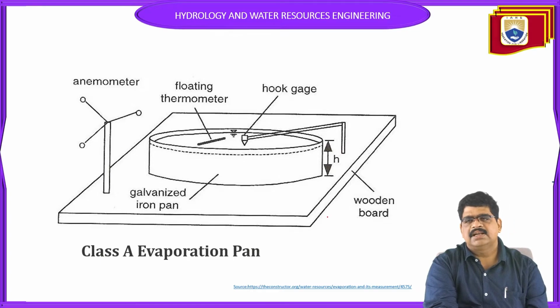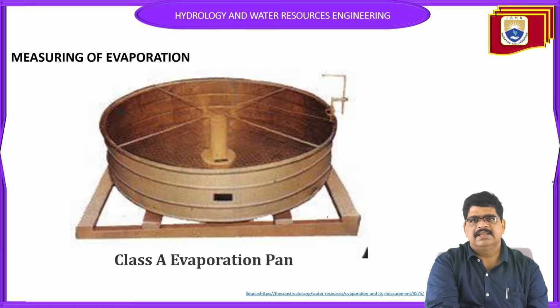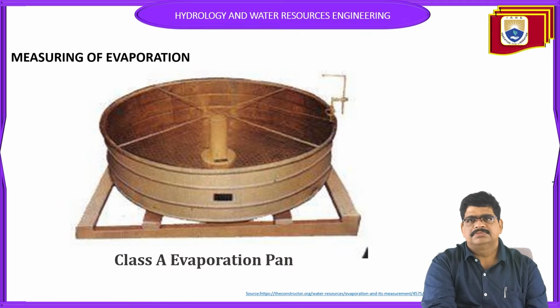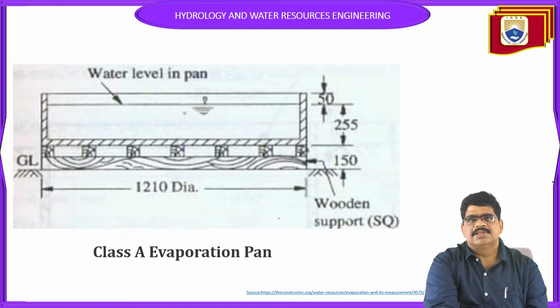Let us see another diagram. You can see clearly the Class A evaporation pan measuring the evaporation, and a hook gauge provided at the top, and this is the unpainted galvanized iron pan. In the iron pan, the dimensions are very important: 1210 mm diameter and 225 above the ground. Then 150 is the thickness of the wooden plate above that, and 50 centimeters freeboard is maintained.